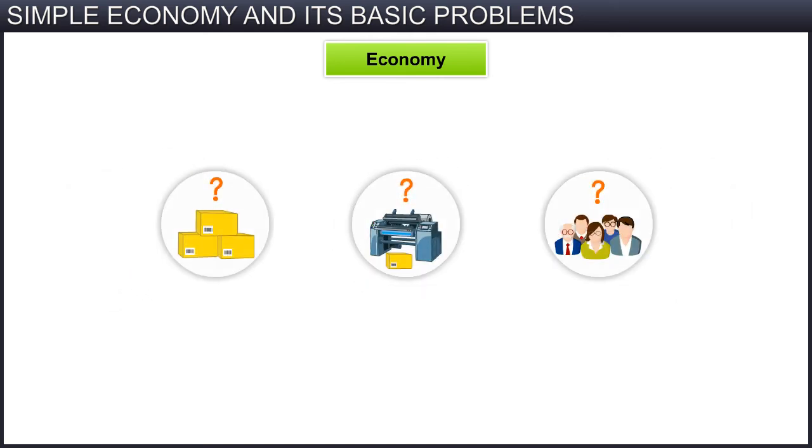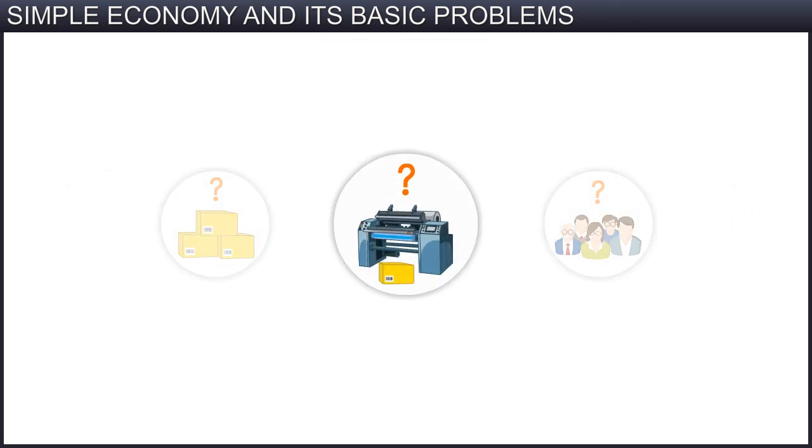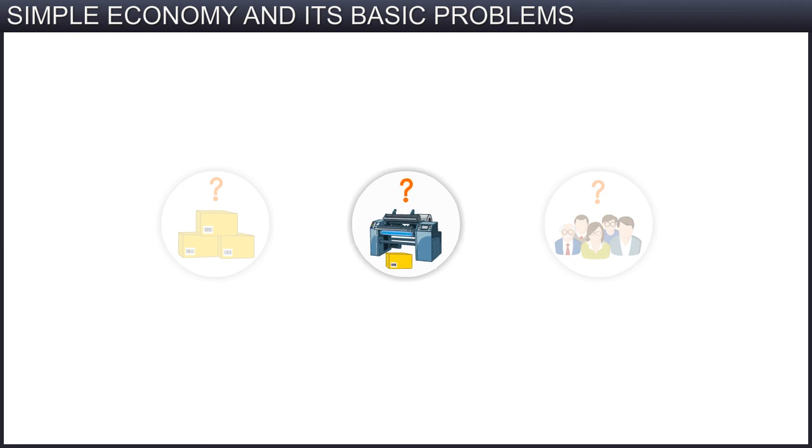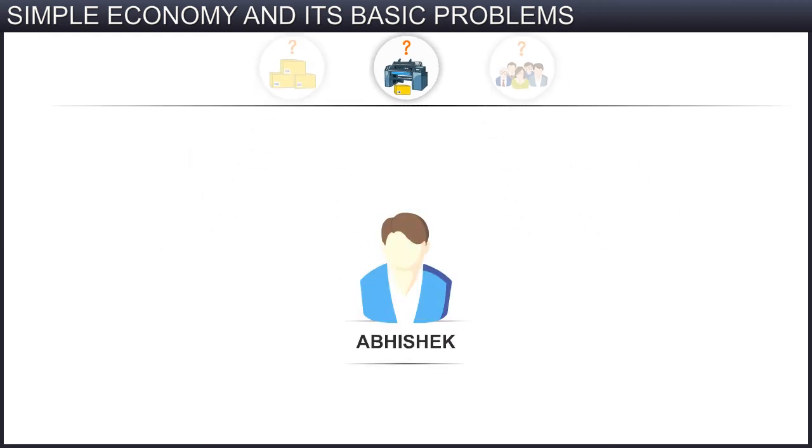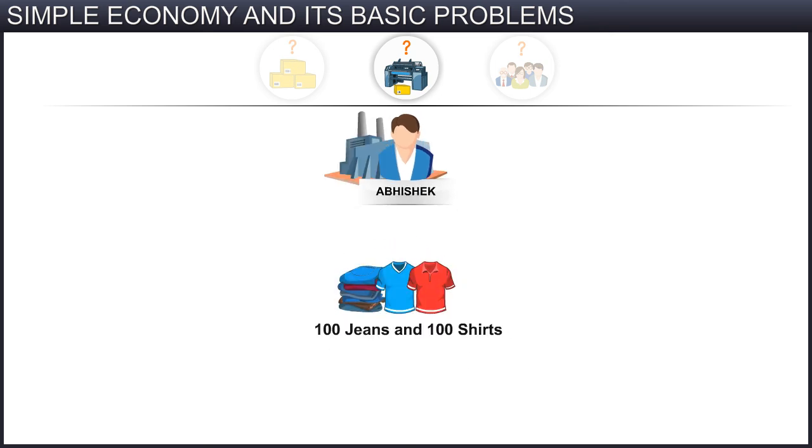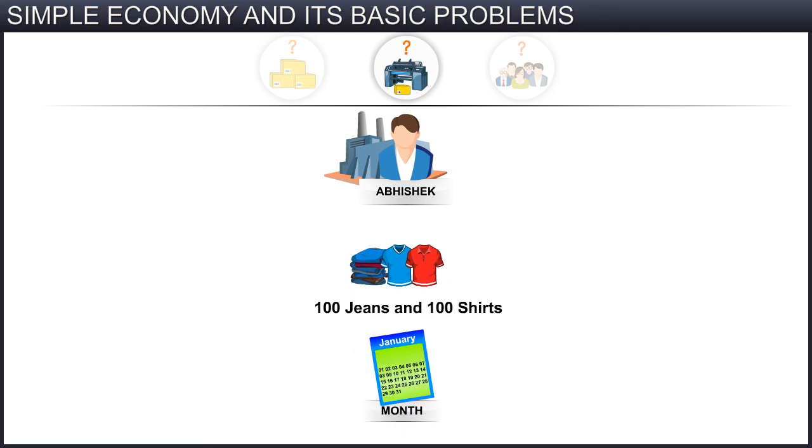Moving ahead, we will now learn the second problem of an economy, how to produce these goods. Let's continue with the case of Abhishek. He decided that he wants his firm to produce 100 jeans and 100 shirts every month. Now, he has to consider another basic economic problem: how to produce these jeans and shirts.